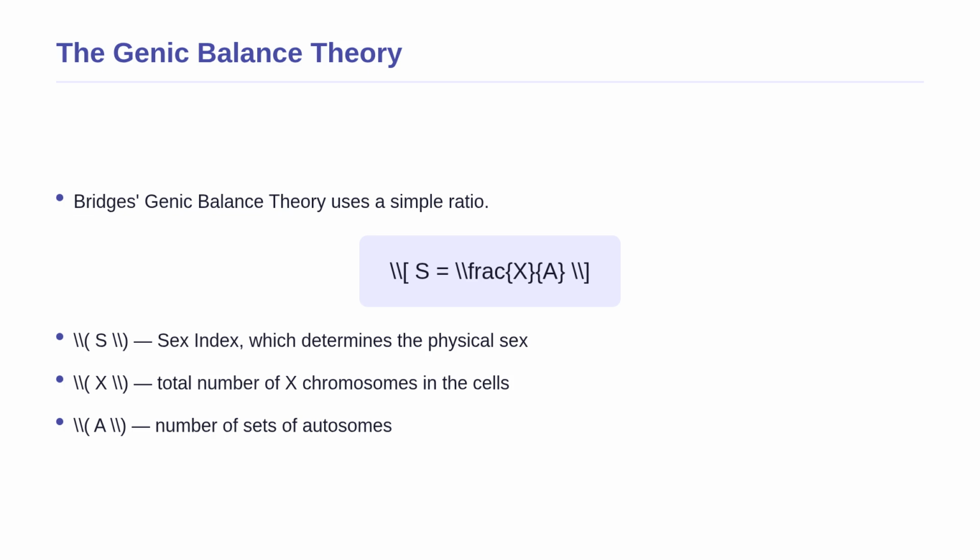What happens physically when these variables change? If the value of X increases relative to A, the index goes up, pushing the fly toward becoming female. Conversely, if the value of A increases relative to X, the index goes down, pushing the fly toward becoming male.